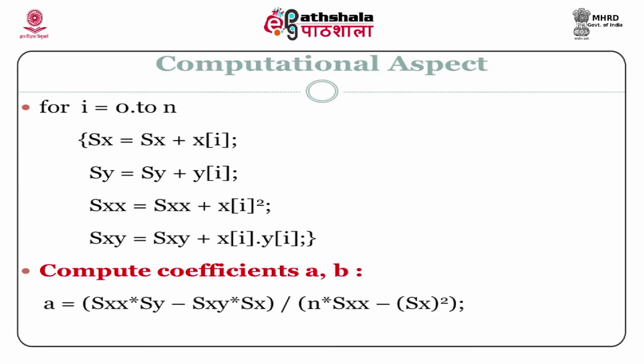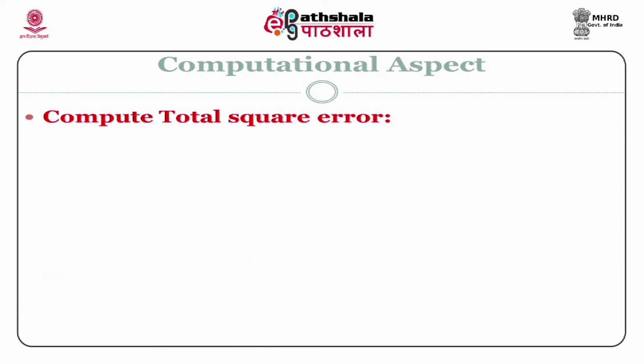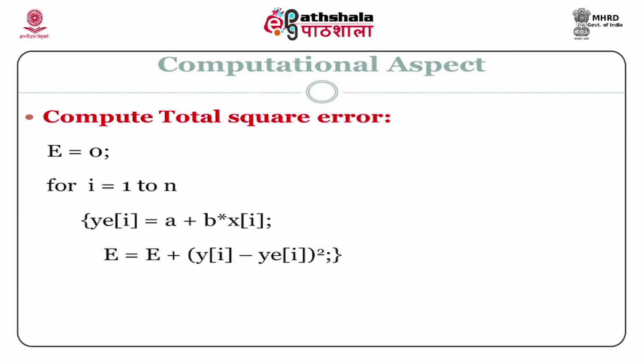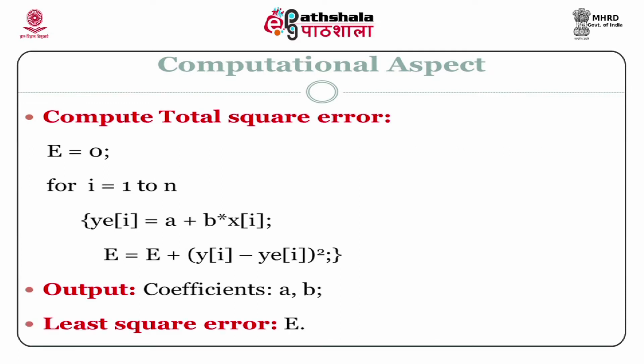So A equals sxx star sy minus sxy star sx, divided by n into sxx minus sx square. B equals n star sxy minus sx star sy, divided by n star sxx minus sx square. So this is what we find, and then we compute the total square error, E equal to 0, by estimating these values and finding the estimated values of yi, and E equals E plus yi minus y estimated i, the whole square. So the output will be the coefficients A, B and the least square error. This line fit algorithm will give you how to fit a line to the given data.